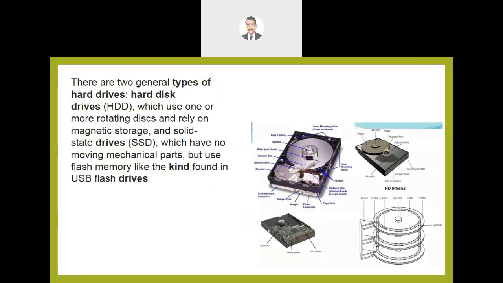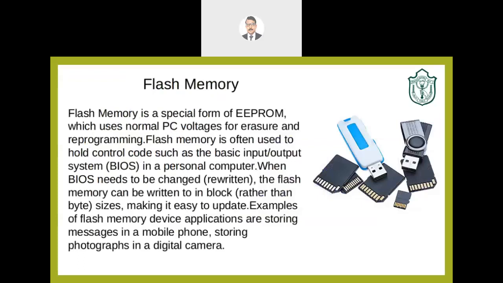There are two general types of hard disk. Hard disk drives, which use one or more rotating disks and rely on magnetic storage, and solid state drives, SSD, which have no moving mechanical parts but use flash memory like the kind found in a USB flash drive. Flash memory is a special form of EEPROM, that is electrically erasable programmable read-only memory, which uses normal PC voltages for erasing and reprogramming.